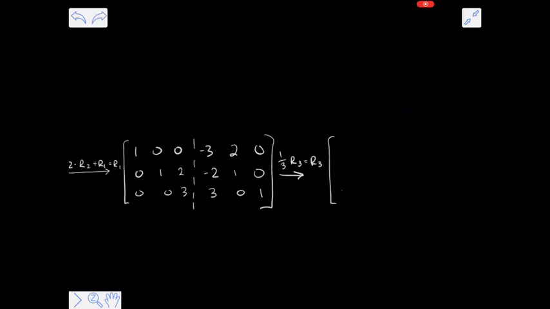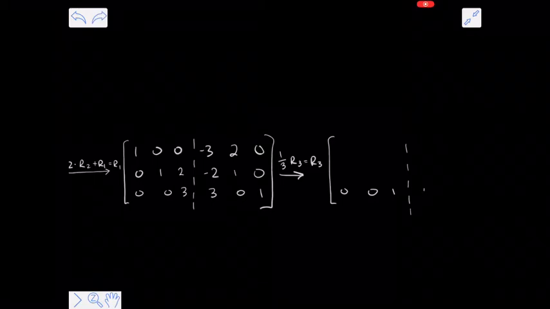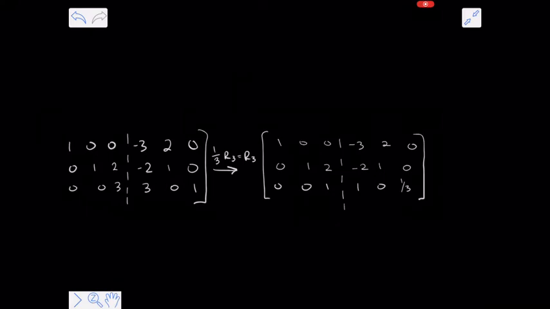So each entry needs to be multiplied by 1/3 in row 3. So 0 times 1/3 is 0. 0 times 1/3 is 0. 3 times 1/3 is 1. This 3 times 1/3 is 1. 0 times 1/3 is 0. And then 1 times 1/3 is 1/3. You can see I'm almost there.